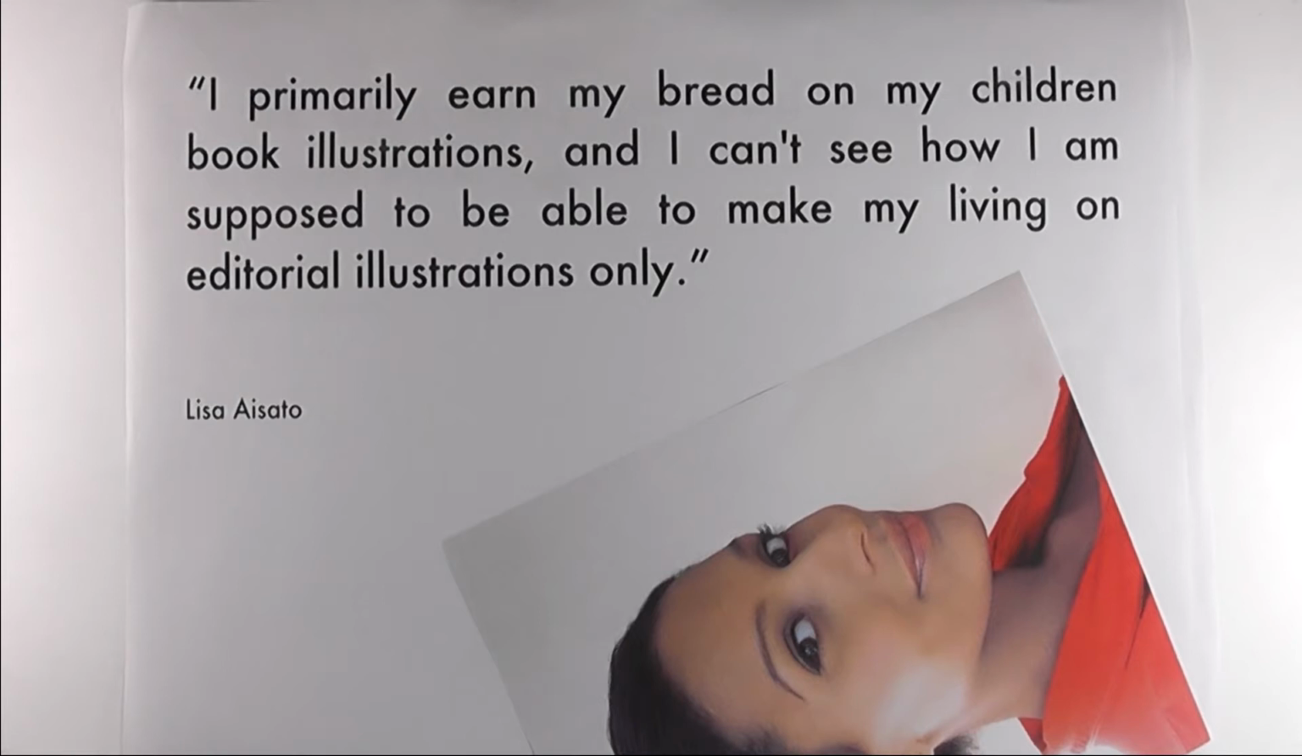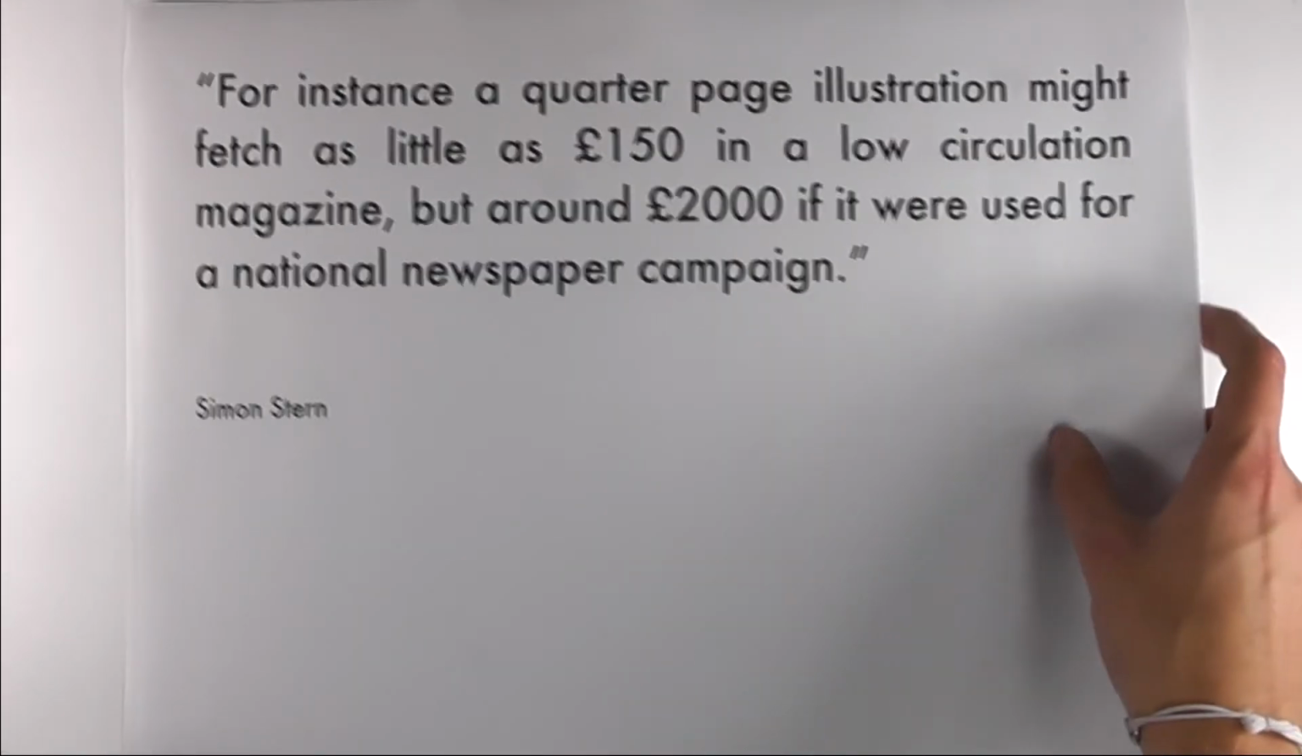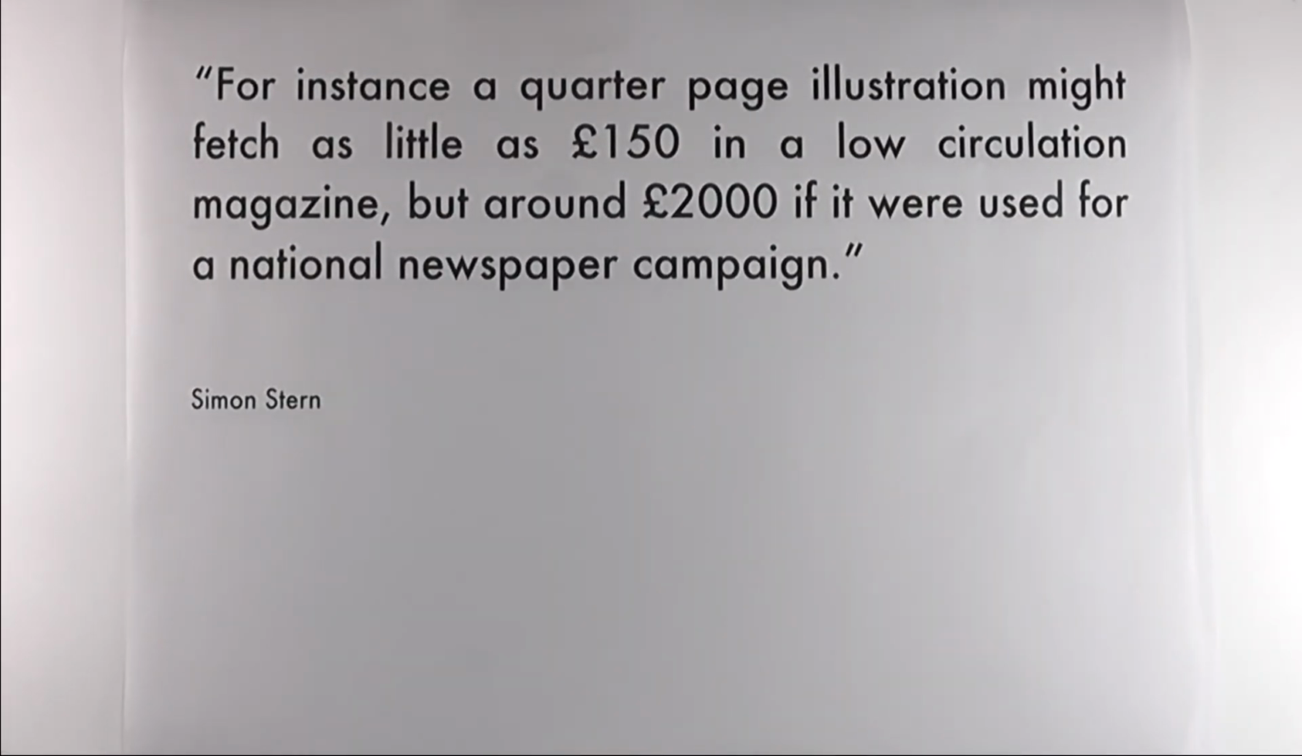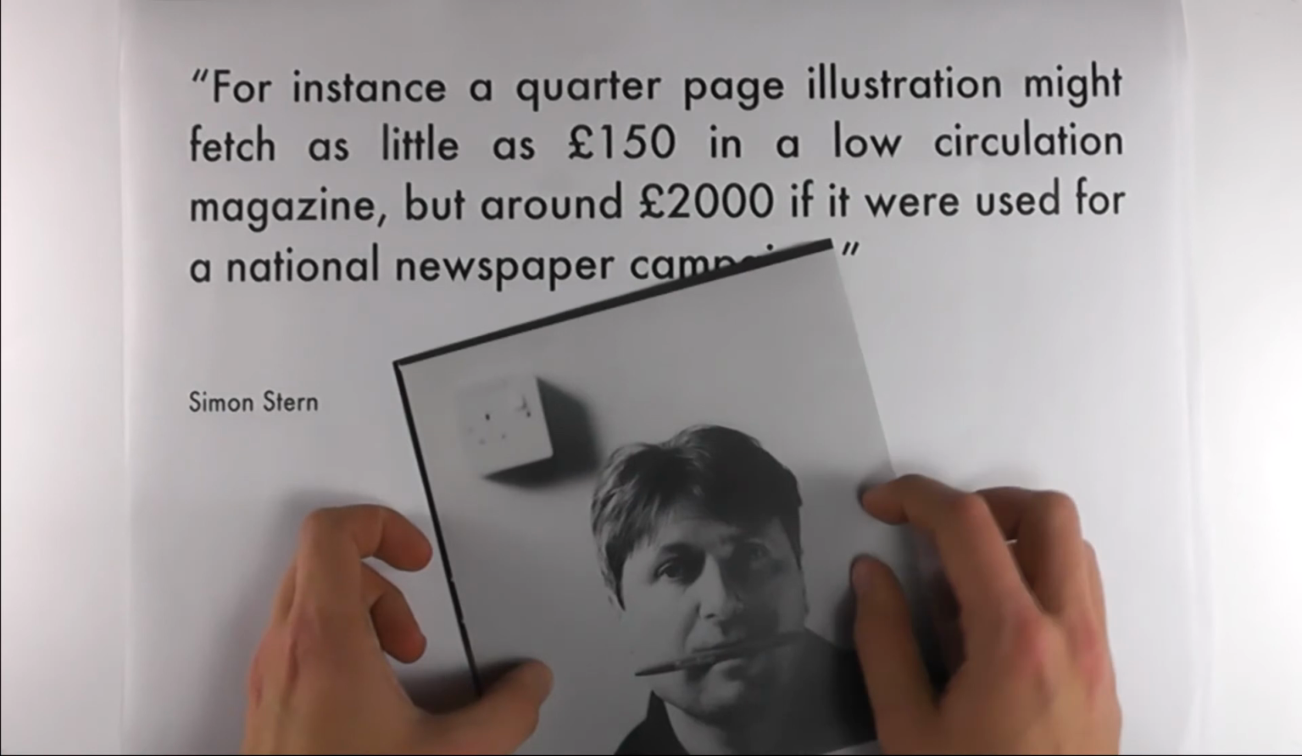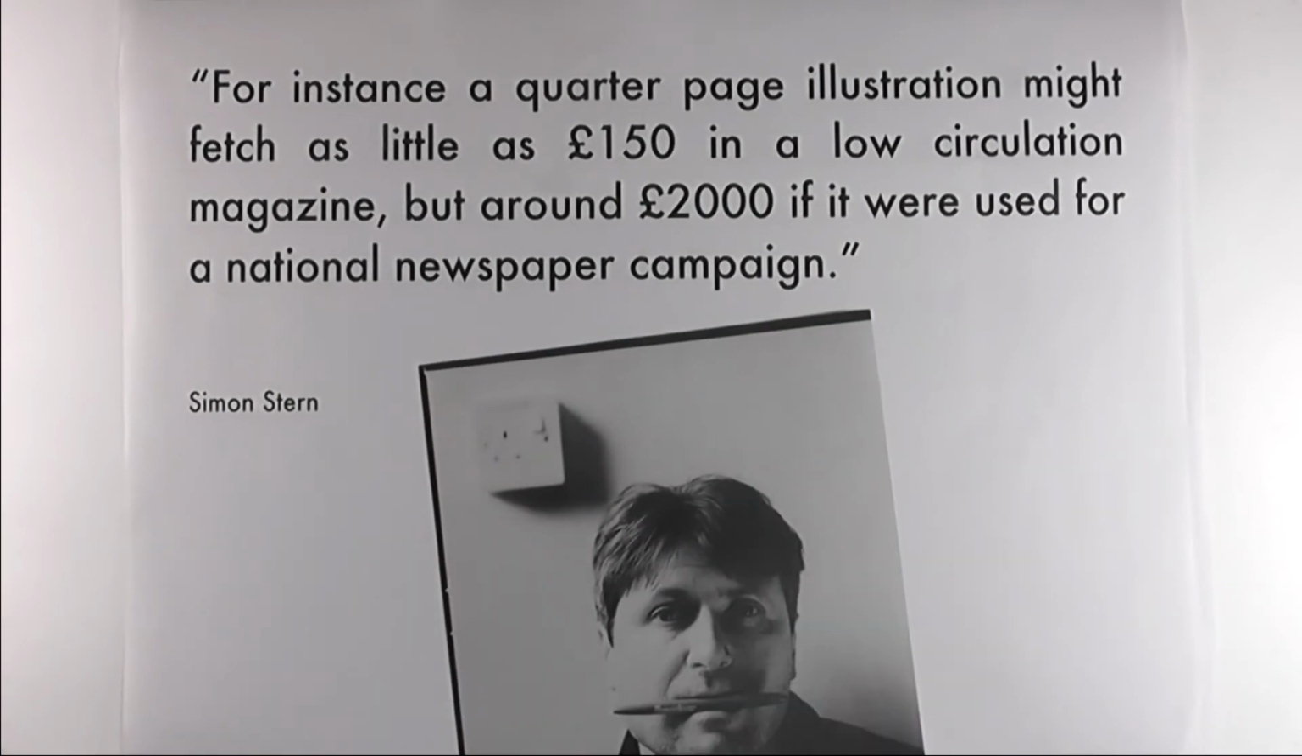Simon Stern states the biggest differences are caused by variations in the publication's circulation. For instance, a quarter-page illustration might fetch as little as £150 in a low-circulation magazine, but around £2,000 if it were used for a national newspaper campaign.